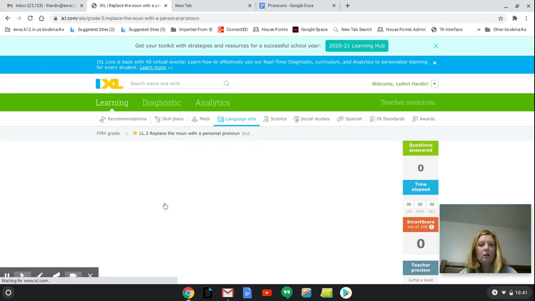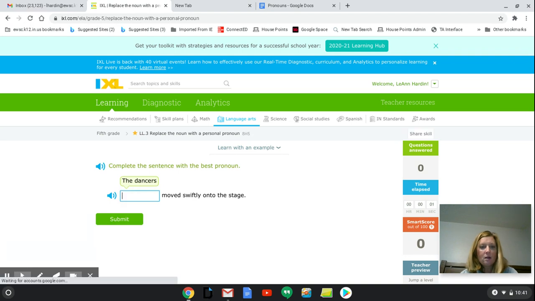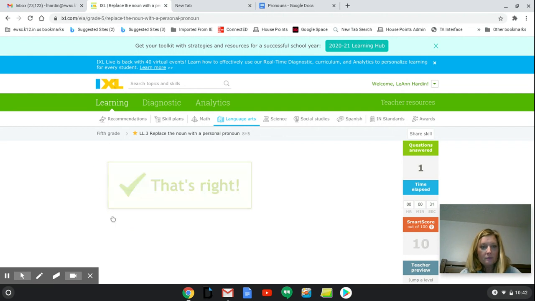Again, having that chart handy will be helpful. All right, so we're looking for a pronoun that would take the place of the dancers. So it's not just talking about a girl or a boy. It's not going to be a she or a he. It's a whole group of people, all right? The dancers move swiftly onto the stage. You're going to have to write they, and you're going to have to capitalize it if it's at the beginning of the sentence because IXL will count it wrong if you don't. They're very, very picky about these things. And you also have to spell it right. All right, so we'll submit that.